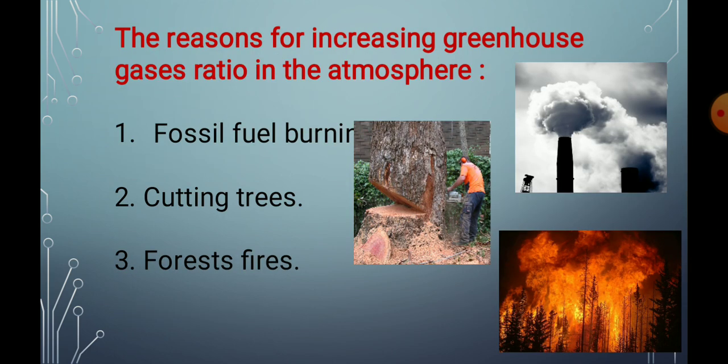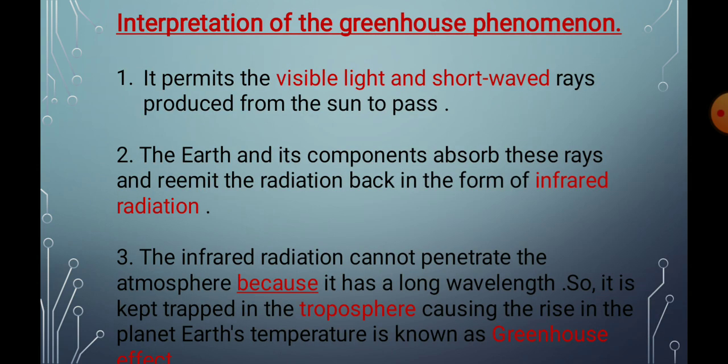The reasons for the increasing ratio of greenhouse gases in the atmosphere. Number one, fossil fuel burning. Number two, cutting trees. Finally, forest fires.